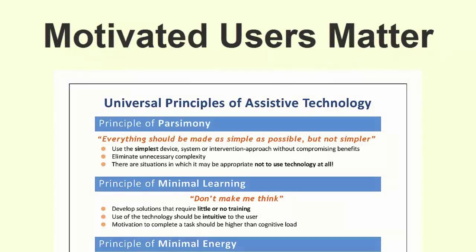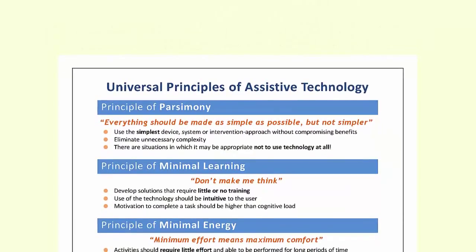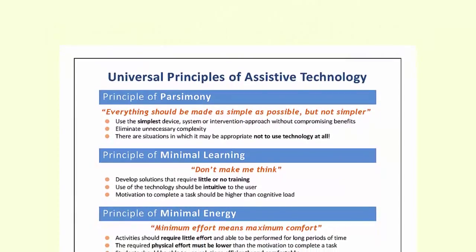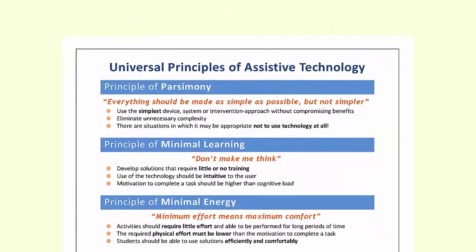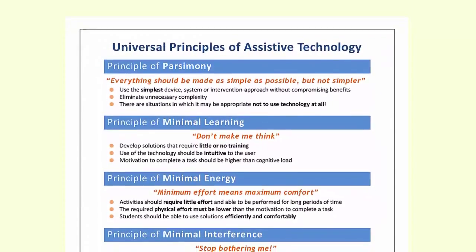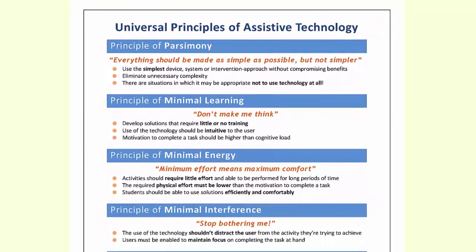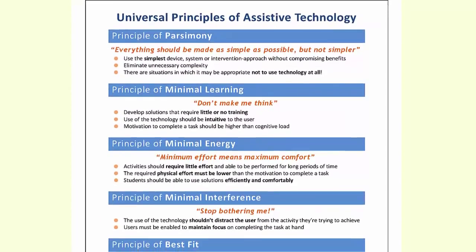students. It's important to have motivated users when it comes to assistive technology. One good way you can ensure your staff and students aren't put off from getting involved with a project of this kind is by following the universal principles of assistive technology. You'll find a link in the description of this video that will take you to an excellent resource created by Mike Thrussell that gives you an overview of the universal principles of assistive technology.